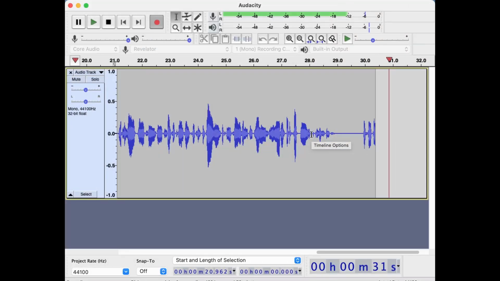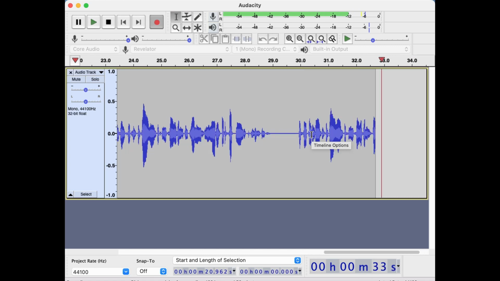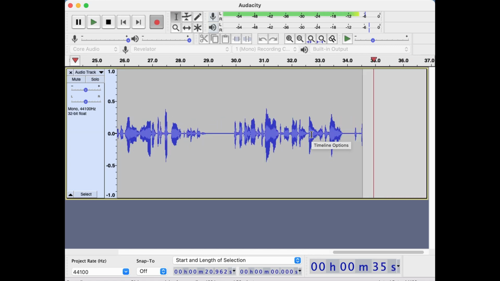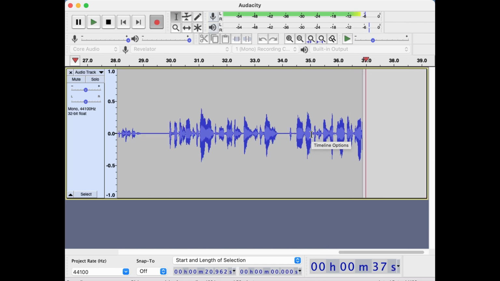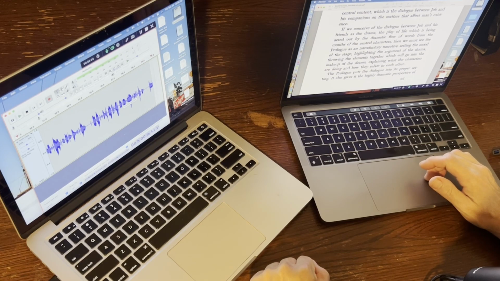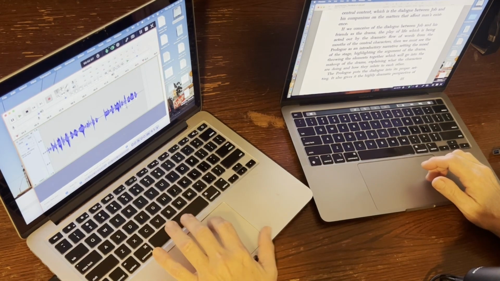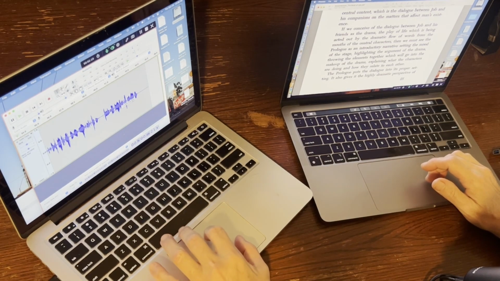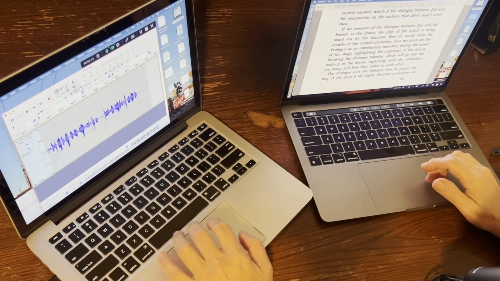If we conceive of the dialogue between Job and his friends as the drama, the play of life which is being acted out by the dramatic flow of words from the mouths of the central characters, then we must see the prologue as an introductory narrative. I'm going to start that at then we must see.